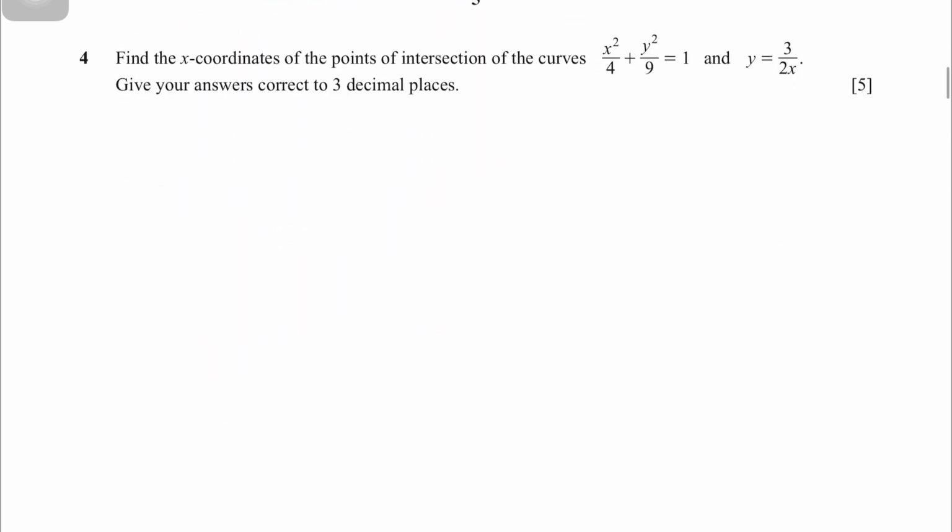Now moving on to question 4. We have to find the x coordinates of the points of intersection of the curve this and y equals to this, giving your answer to 3 decimal places. So he needs the answer in 3 decimal places.